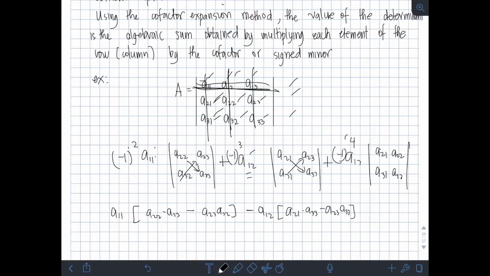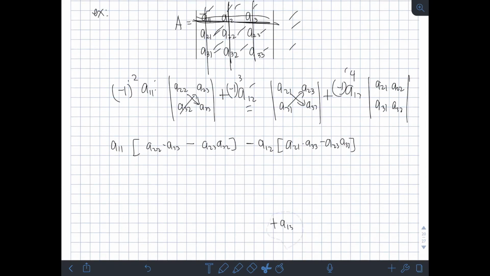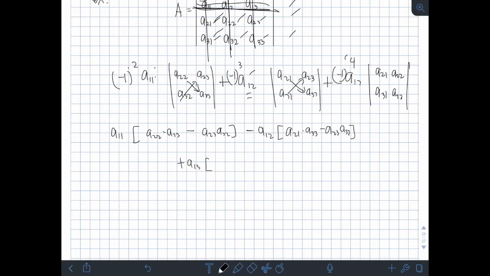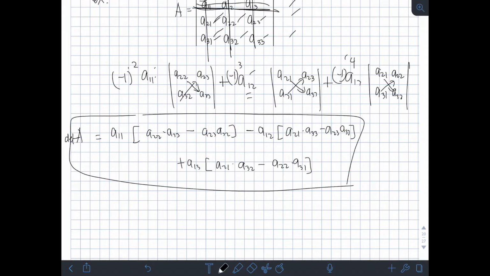Then, negative 1 to the fourth is positive 1. So, plus tayo, A13 times determinant nito. Determinant nito is product nito minus product nito. So, A21 times A32 minus A22 times A31. So, therefore, ito yung value ng determinant natin doon sa matrix A. Okay? So, again, pwede kayong pumili ng anong gusto nyong i-consider na row or column.